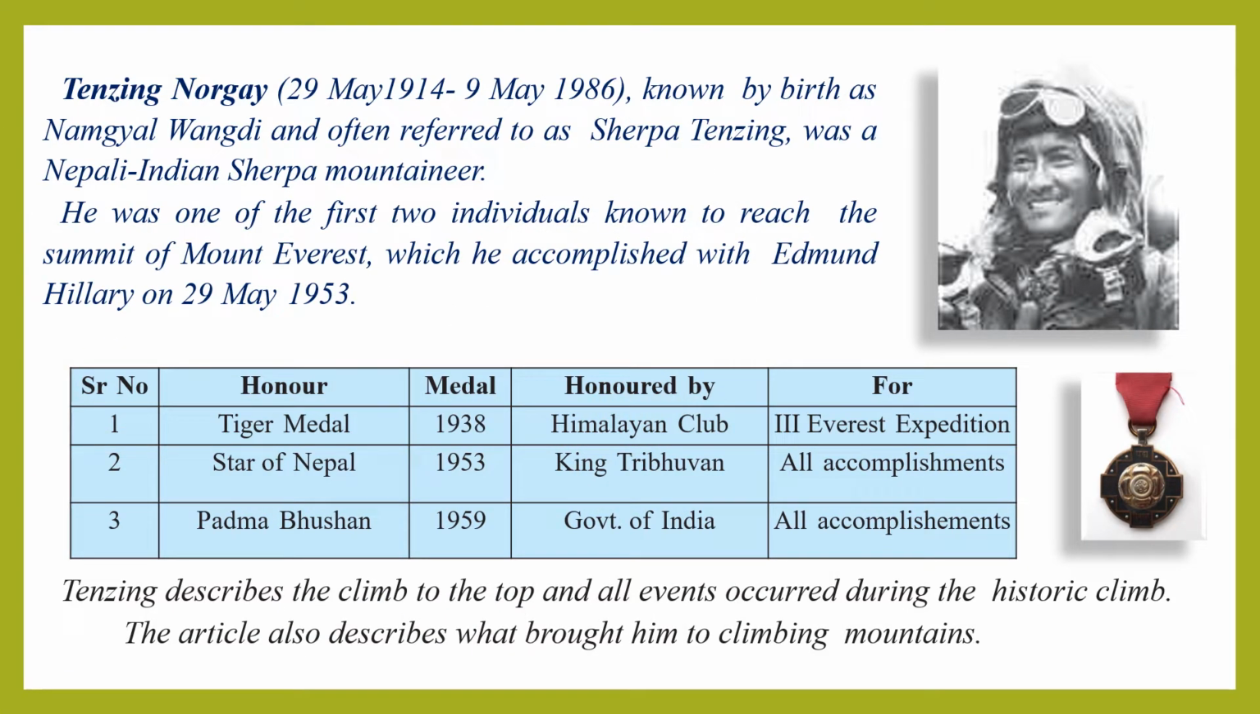Tenzing Norgay was born on 29th May 1914 and he died on 9th May 1986. He was known by birth as Namgyal Wangdi and he was often referred to as Sherpa Tenzing and was a Nepali Indian Sherpa mountaineer. Now he was one of the first two individuals known to reach the summit of Mount Everest, and this he accomplished with Edmund Hillary on 29th May 1953.